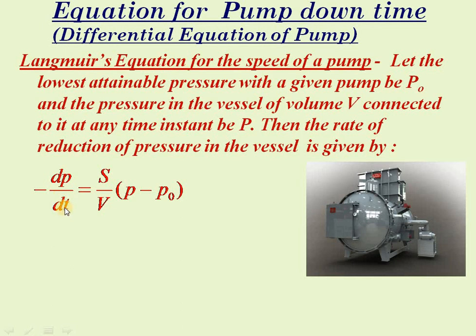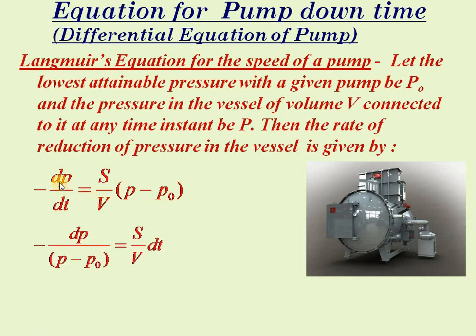The rate of decrease of pressure in a given chamber is proportional to many parameters. It is proportional to pumping speed, and it is proportional to the volume of the chamber. You can see a vacuum chamber here, you take it as a vacuum chamber and the pump is here. So the rate of decrease of pressure depends on the pumping speed, it depends on the volume of the chamber, it depends on the pressure existing at that particular point, and the lowest pressure that you want to achieve, the ultimate pressure, which is called P0. This is the pumping differential equation of any pump, usually a mechanical pump.